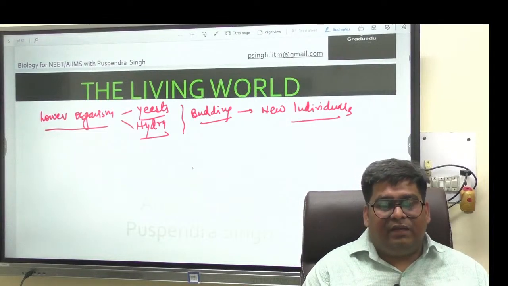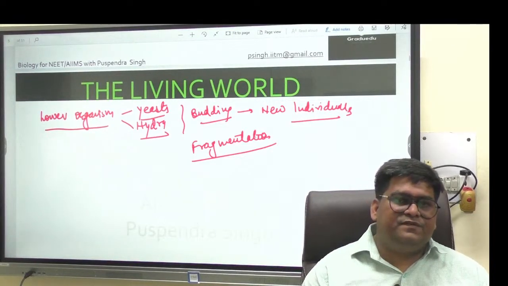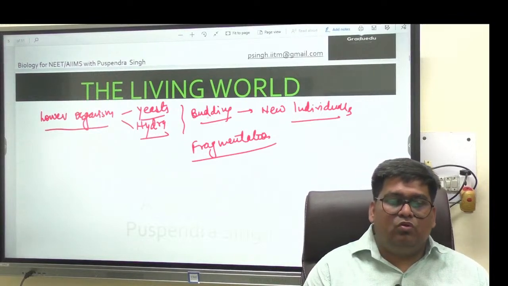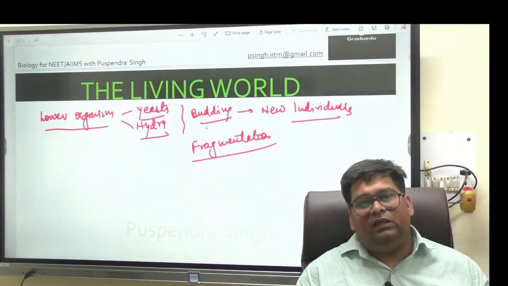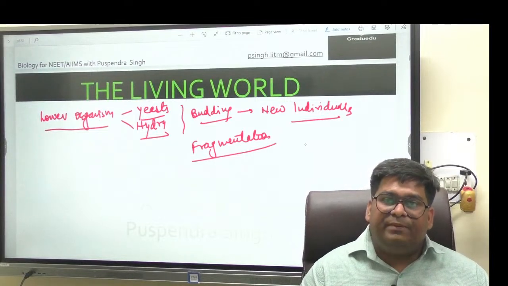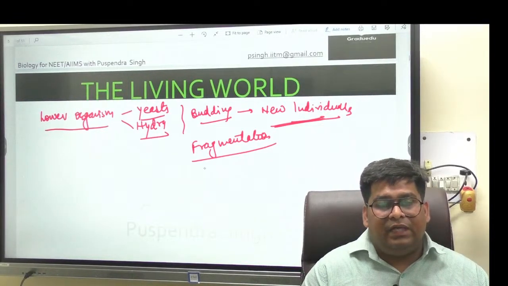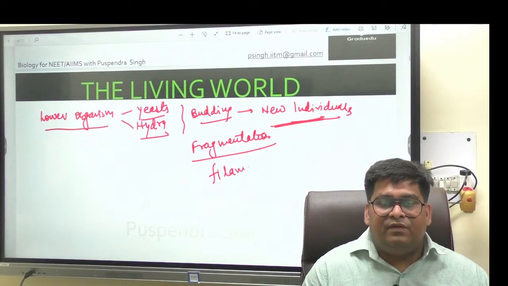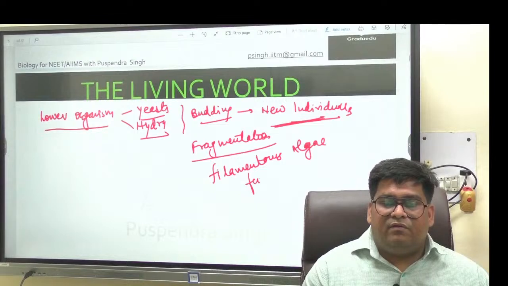So there is fragmentation, which is also another mode of asexual reproduction. As we have seen, first the buds grow on the parent body and they separate. Here the organism subsequently breaks up into two or more parts or fragments, and each of these fragments grows into a new individual or offspring. It is quite common in certain organisms, like filamentous algae, fungus, and bryophytes.